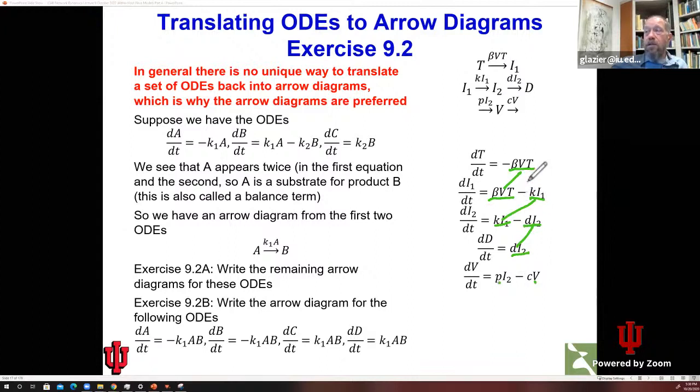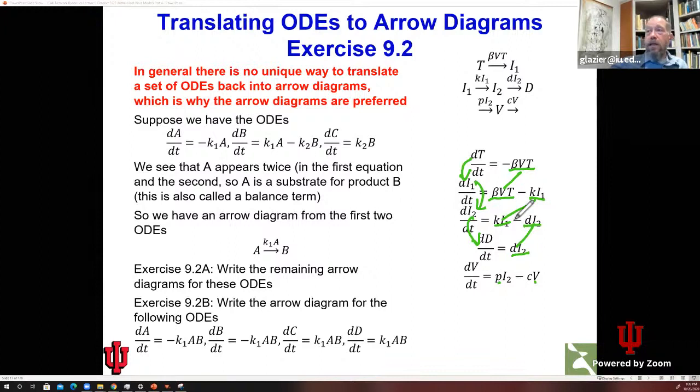When I see a balanced term like this, minus something plus something in a pair, I will almost always interpret that as there being an arrow that connects T to I1, with the minus term being on the source side and the plus term being on the product side. In this case, I have T goes to I1 because of this balanced term. I have I1 goes to I2 because of this balanced term. I have I2 goes to D because of this balanced term. Okay.